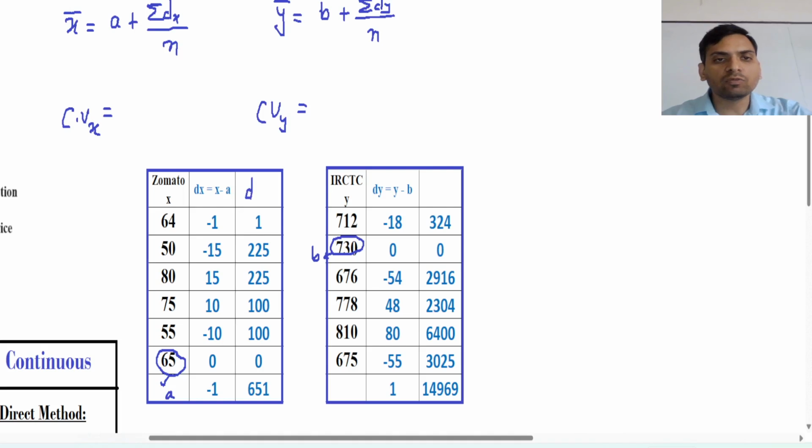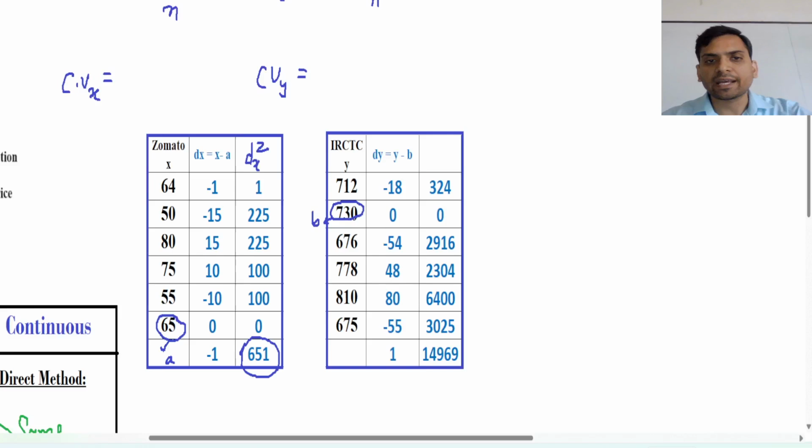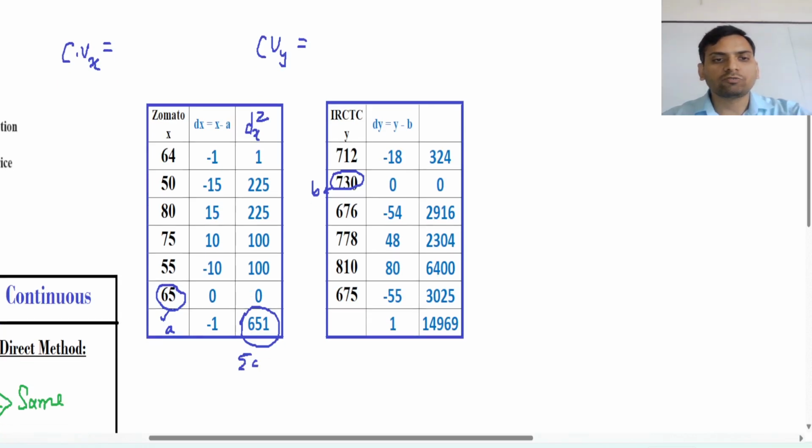and then second column you will prepare for dx square, and after that this is what? This is the summation of dx square, and this is the summation of dx. And for second, this 730 is b, so 712 minus 730 is, that is what? Minus 18. In the same way, you can find this whole column, and this summation is considered as summation dy, and this is the square of this dy. So this is dy square, and summation of this is considered as summation dy square. So you will have all these values.